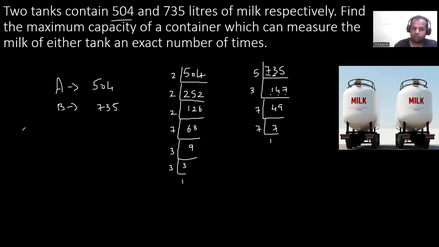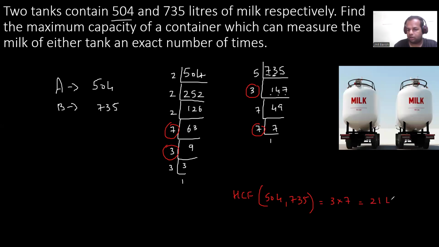Now we need to find the common factors. Common factors here, I can see there is one 7, okay, and then there is one 3. So the HCF of 504 and 735 is basically 3 into 7, which is 21 liters.